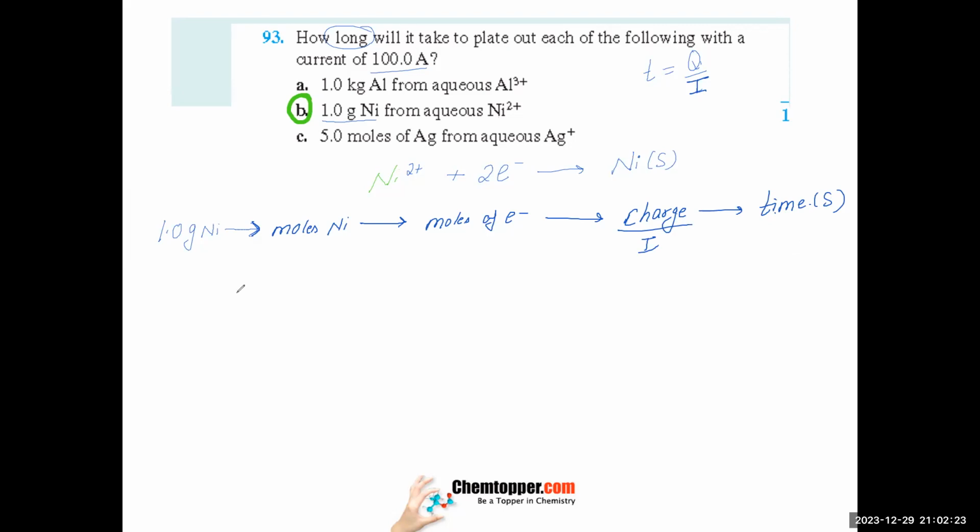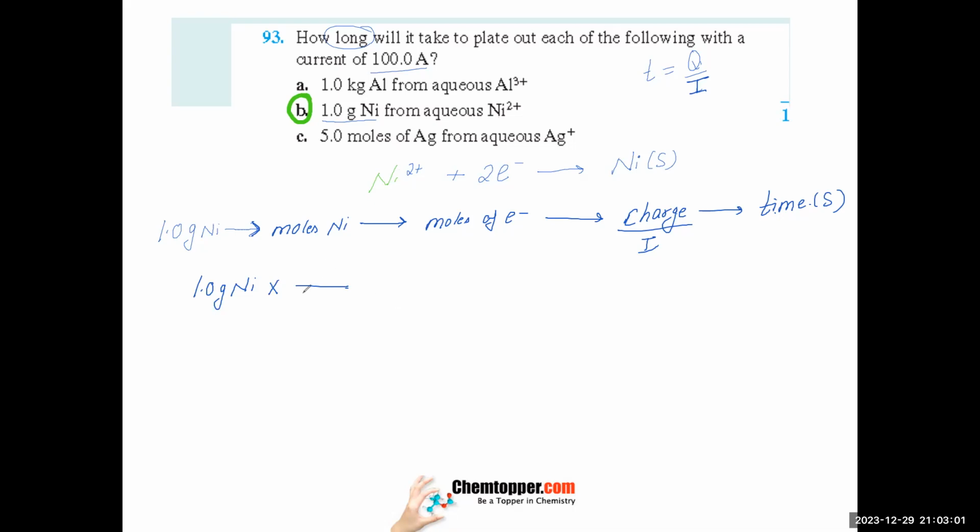Ready? So 1.0 grams of nickel. Take out your periodic table and give me the atomic mass of nickel. I also have a periodic table on my table. I hope you also have that. And if you look at the nickel, don't Google it, okay? Because in the exam, there is no Google search. In the exam, you will be searching in the periodic table. So make it a habit of searching in the periodic table. It is 58.69.